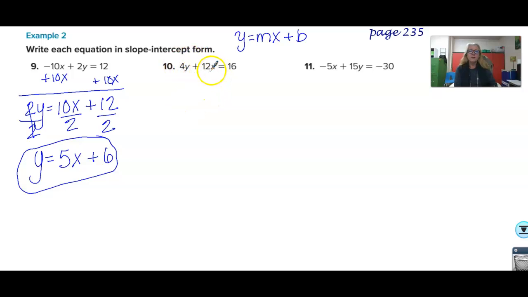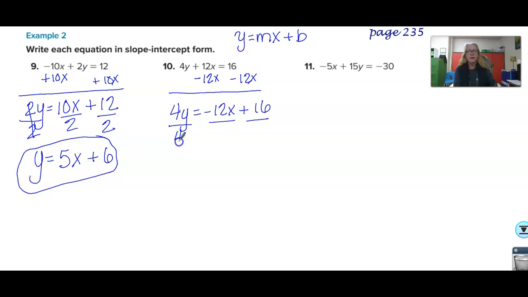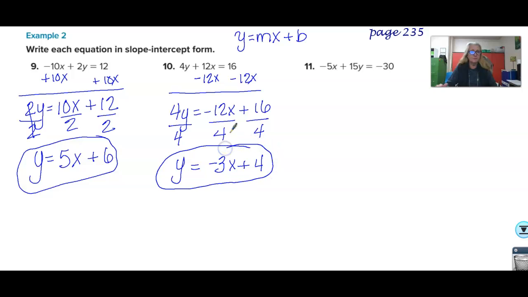Here, the y is on the left, but there's also an x term on the left, which we don't want. So we're going to subtract 12x from both sides to get rid of it. That will give me 4y equals -12x plus 16. Remember, you always put the x term first and the y-intercept second. Last step then would be to divide each term by 4 to get y by itself. Y equals, okay, -12 divided by 4 is -3, so we're going to have -3x, and 16 divided by 4 is +4. So that is what you would type in the answer box in reveal.